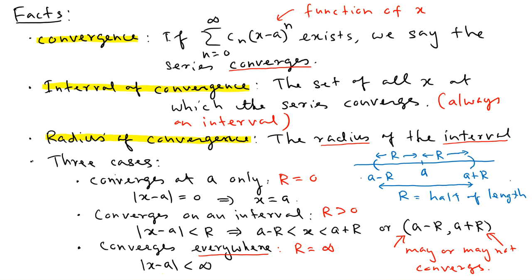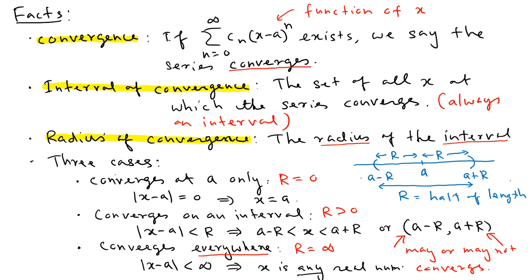Infinity is not a finite number. This means that it pretty much covers everything. R is infinity, so x is any real number. It's very important, any real number. So that's the third case.